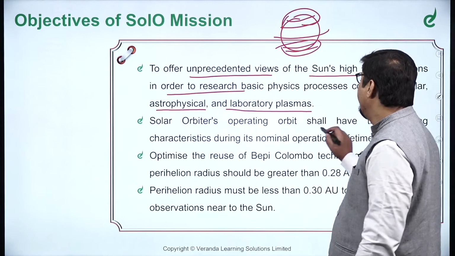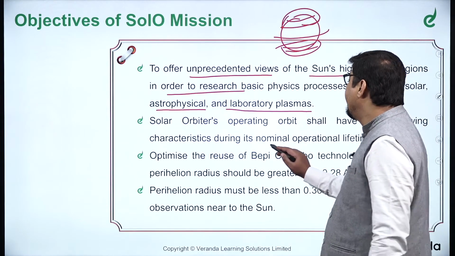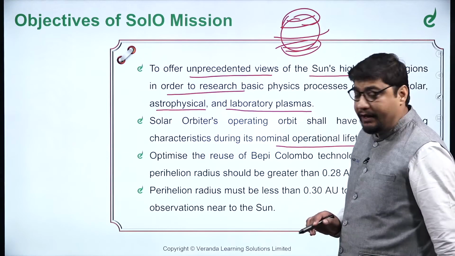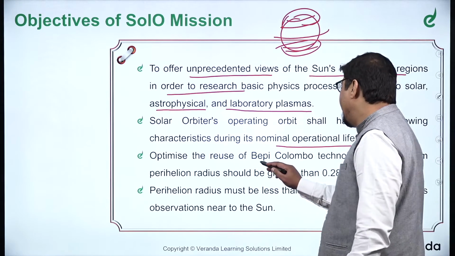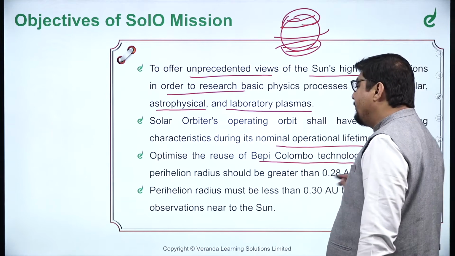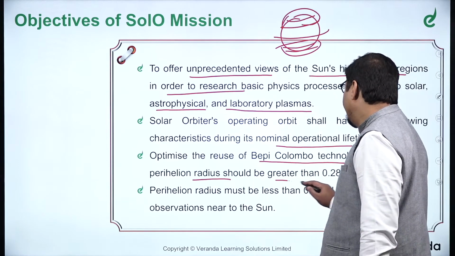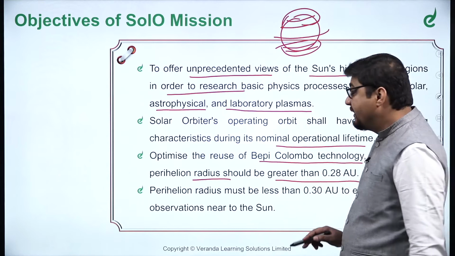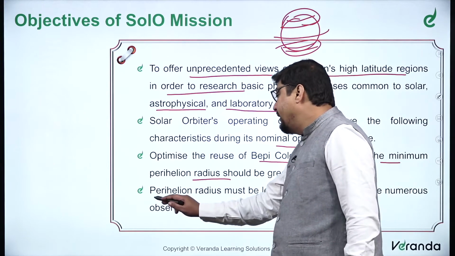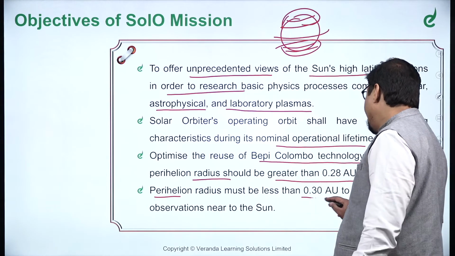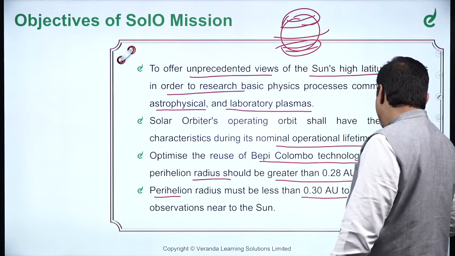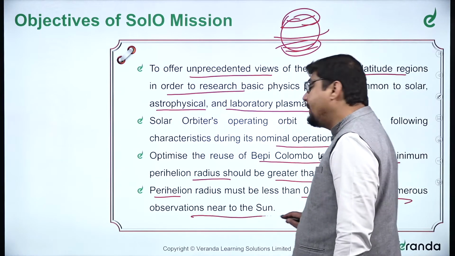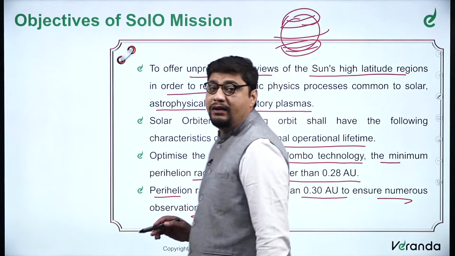Solar Orbiter's operating orbit shall have the following characteristics during its nominal operational lifetime. Optimize the reuse of BepiColombo technology. The minimum perihelion radius should be greater than 0.28 astronomical units. This is factual information. The perihelion radius must be less than 0.30 astronomical units to ensure numerous observations near the Sun. So that is another important point.